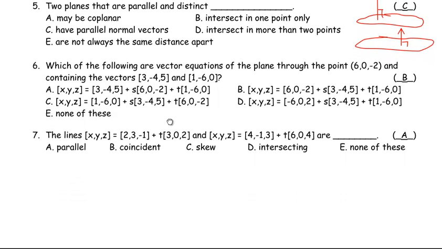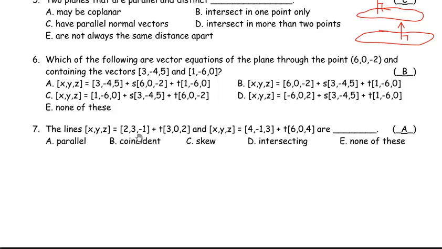Last multiple choice, question number 7 here. These two lines, you're asked if they're parallel, coincident, skew, or intersecting. Notice that they have direction vectors that are multiples. So that means that they're parallel. Now parallel means they could be coincident lines, the same line, or they could just be plain parallel.